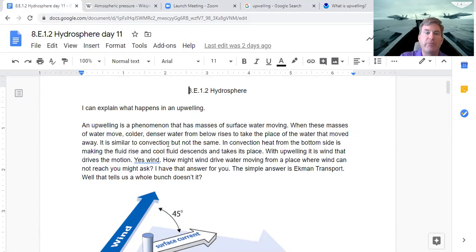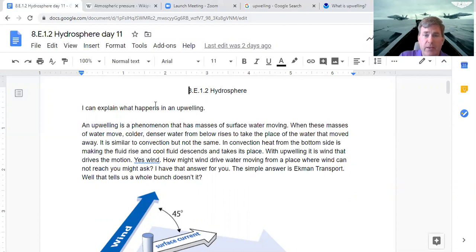is moved away. It's similar to convection, which we've talked about in 5th grade and 7th grade, but it is not the same. In convection, heat from the bottom side makes a fluid rise, and the cool fluid descends and takes its place. Air is considered a fluid when it's moving around. So with upwelling, it is wind that drives the most. And yes, wind. How might wind drive water moving from a place where wind cannot reach, you might ask? I have an answer for you. It's called Ekman transport. Well, that tells us a whole bunch, doesn't it?